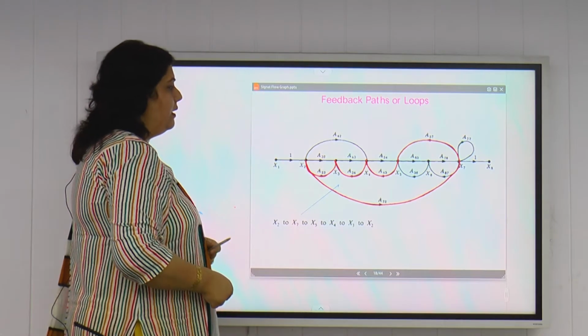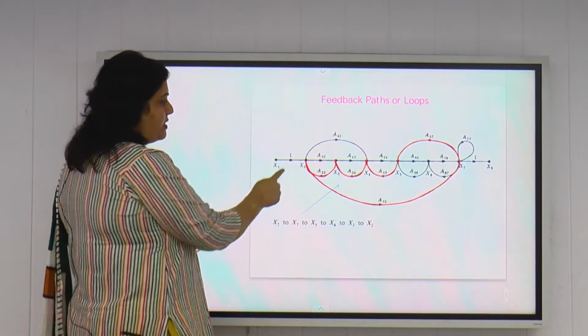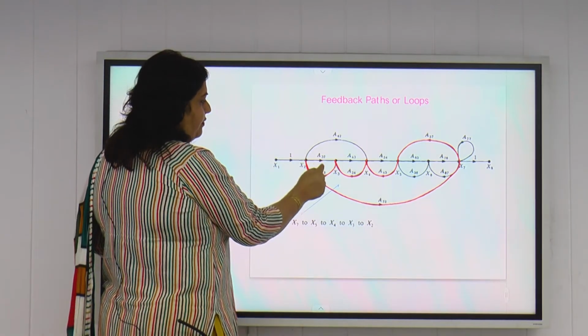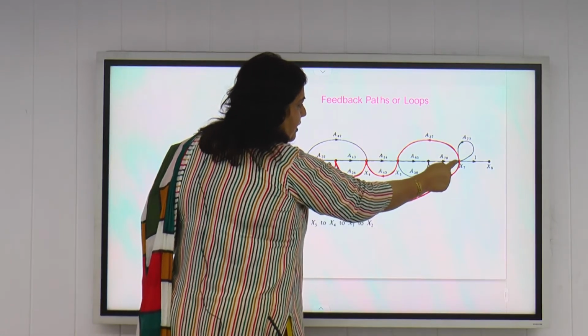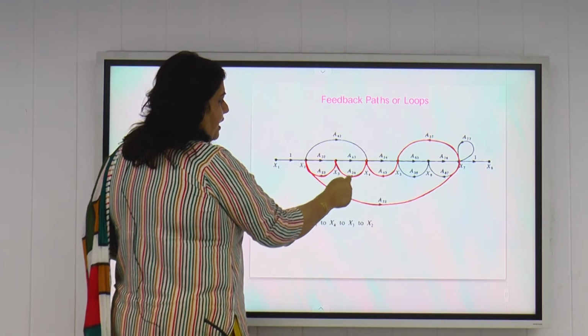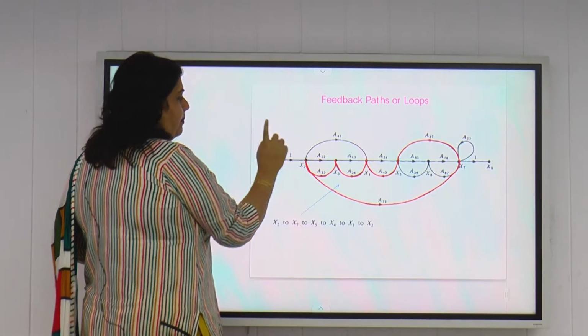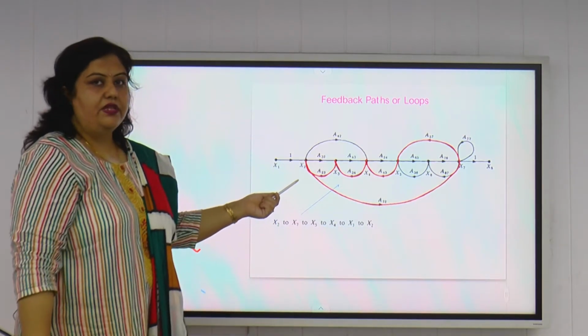Instead of that, we also have this loop as shown by this red color. We start from X2. We go through A72. We reach here X7. Then through A57, we have A45, A34, A23, and we come back to X2. This is another important loop that is shown in this signal flow graph.